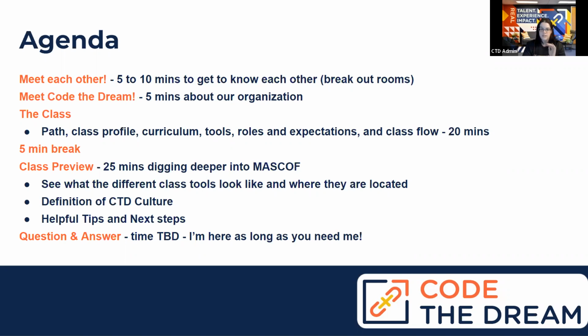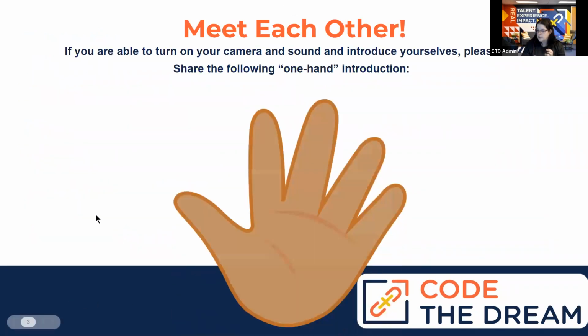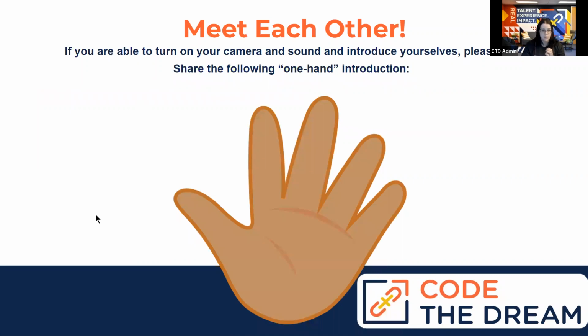We'll talk about CTD culture, so what it is to be a part of the Code the Dream program. We're very particular about our inclusiveness and diversity, so we'll talk a little bit about that, and then we'll cover next steps and any kind of questions and answers along the way. We'll definitely stick around at the end for any questions that anybody has. So without further ado, let me show you what we'll be doing for our intros, before I split you all into your classes in just a moment.